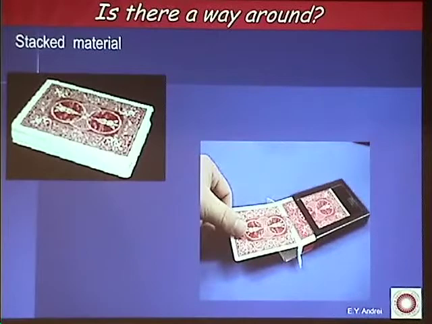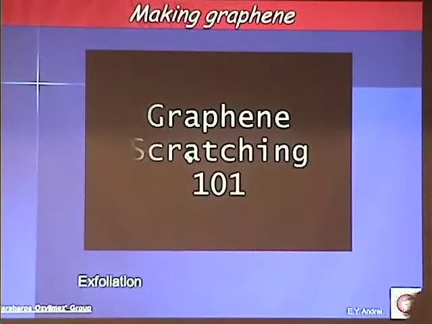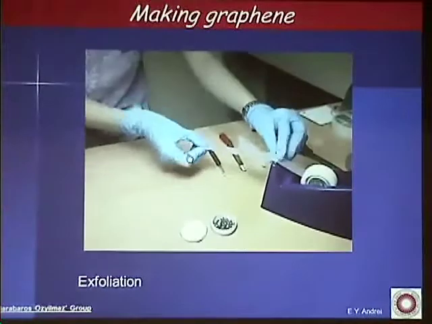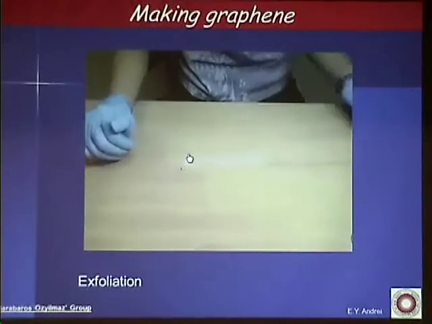2-dimensional material is perfectly stable as part of a stacked material like graphite. So can we just cheat nature? Can we get around this problem and just pull out a layer? And Andrei told you that this is exactly what they did with the scotch tape. And I'm going to show you how we do it in the lab. And this is a movie that was prepared by Barbaros Ozilmas.